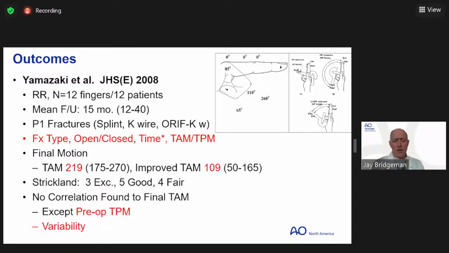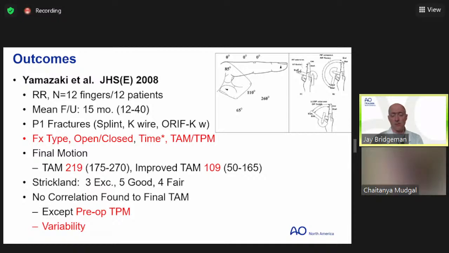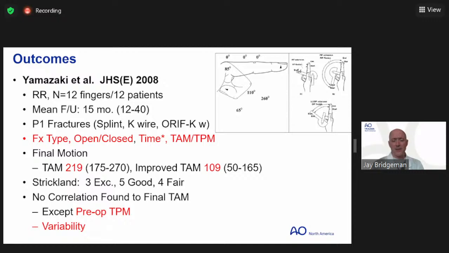They found no correlation between these factors and final total active motion. So, for example, there's no correlation with fracture type, whether it was open versus closed, the time to tenolysis, or the time to mobilization after their fracture treatment. That did not correlate. The only thing that correlated was their preoperative total passive motion, which were patients that had involvement on the extensor side, including PIP contracture, that they theorized was affecting their outcome. But the main thing that they talked about was just the variability. There wasn't a way to predict who was going to do well and who was going to do poorly. The variability of where the scar was was highly variable as well.